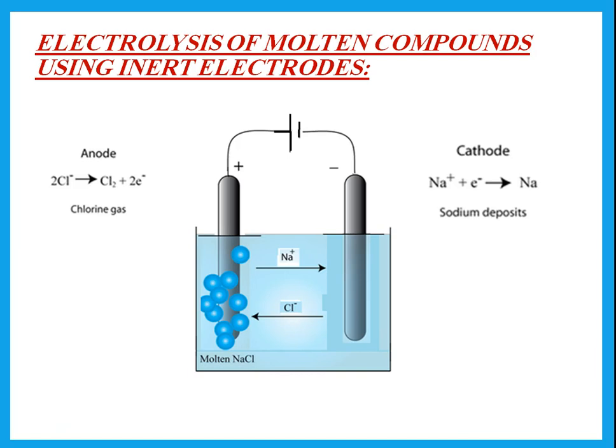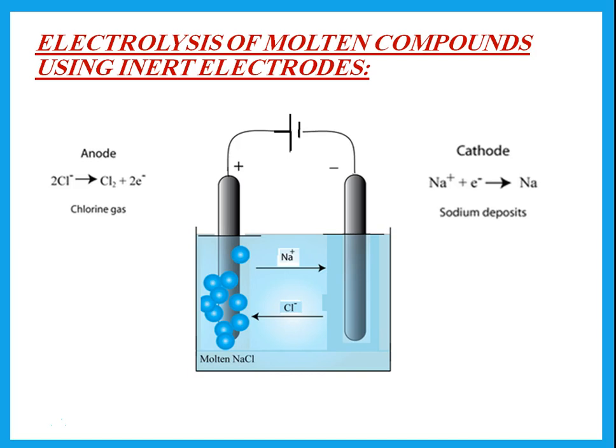Now when the positive ion gains electrons, it becomes atoms. In this case, sodium is not diatomic, so we just write sodium Na. And that means that what is happening at the cathode is I am forming sodium metal. Remember that this is the electrolysis of molten sodium chloride. Remember that we said sodium chloride is an ionic compound.